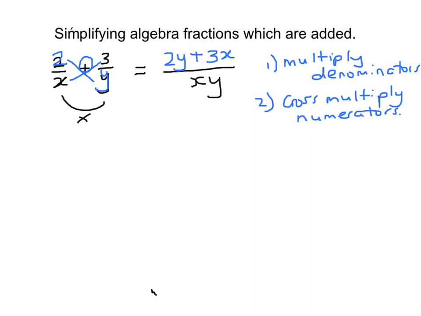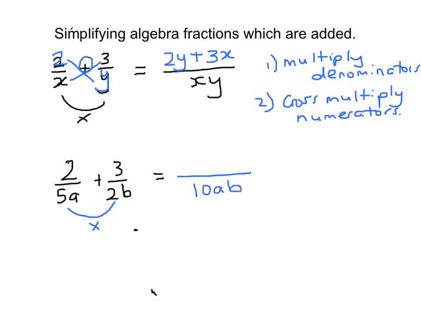Okay, so let's do another example. What if we had 2 over 5a plus 3 over 2b equals. So first of all, we take our denominators and multiply those together, the big fraction sign. 5 times 2 is 10, and we have ab on the bottom. I've multiplied those two, and then I cross multiply the others.